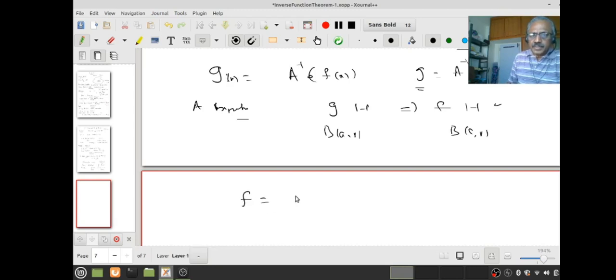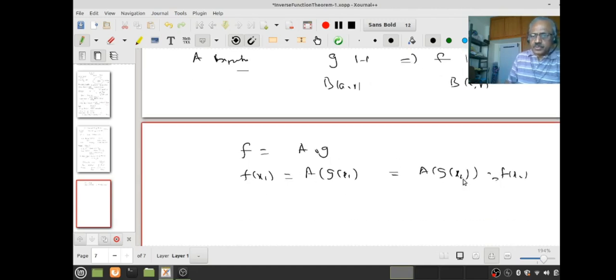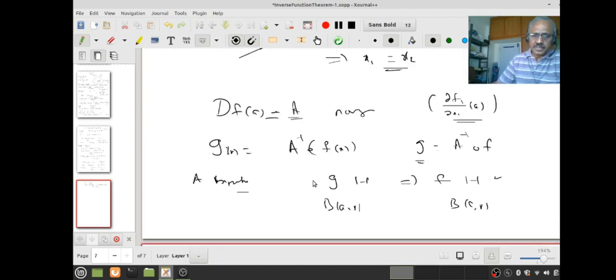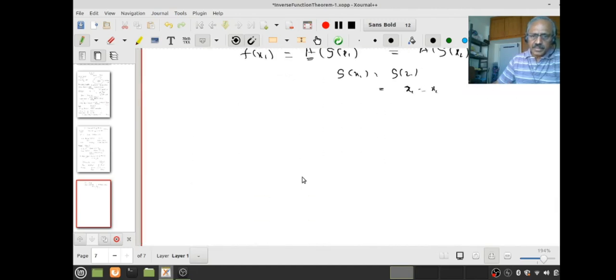Because where do I get my f? f is A composite g, right? Suppose f(x1) equals f(x2), what does that mean? A g(x1) equals A g(x2), but remember A is a bijection, therefore g(x1) equals g(x2). But then g is 1-1 on B_R, therefore x1 equals x2. You follow that? Therefore it's enough if I prove there is an R positive so that g is 1-1 on B_R. But that's very easy.